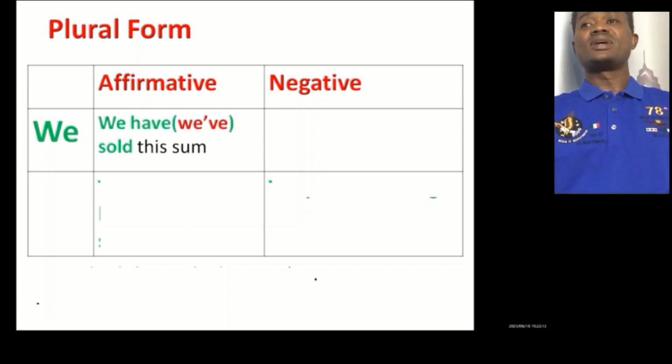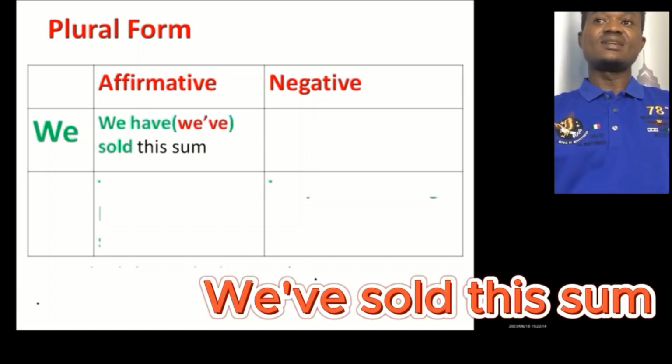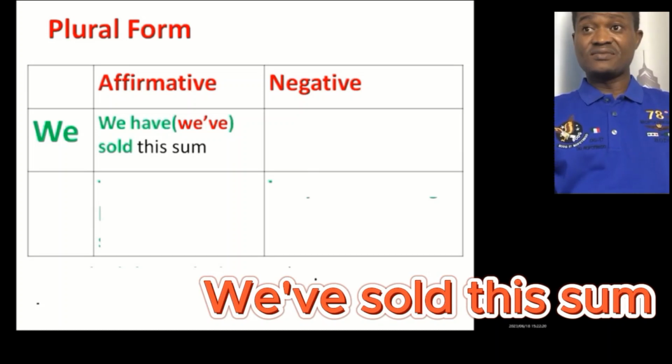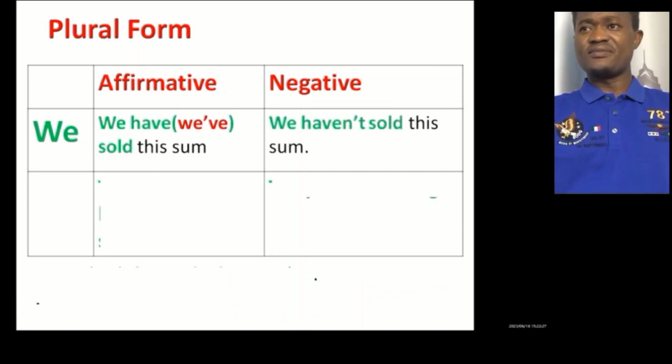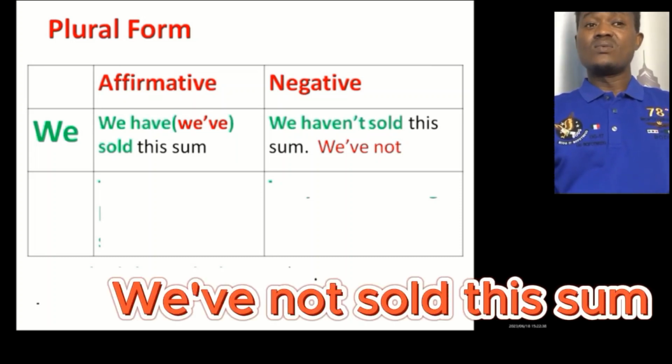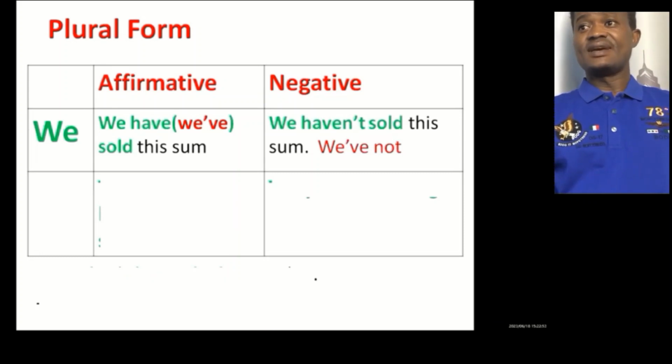All right. Okay. So sometimes we can say, we've sold the sum. That's a contraction form of we have. All right. So let's go to the negative form. Okay. The negative form gotta be, we haven't sold the sum. We haven't sold the sum in a negative form. Okay. So in the negative form, we can also say, we've not sold the sum. All right.